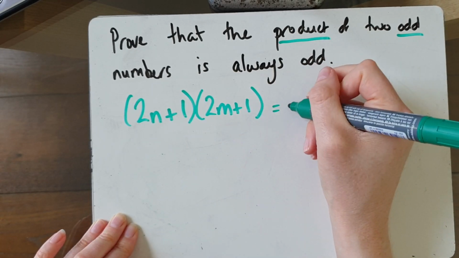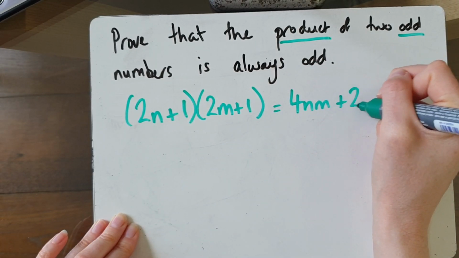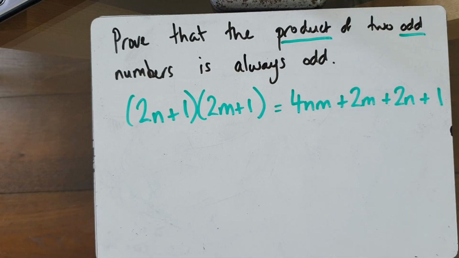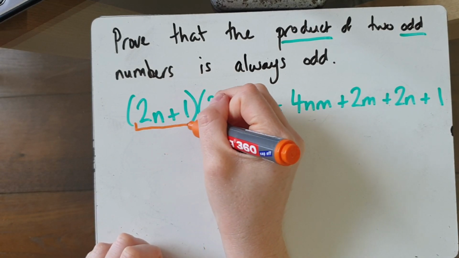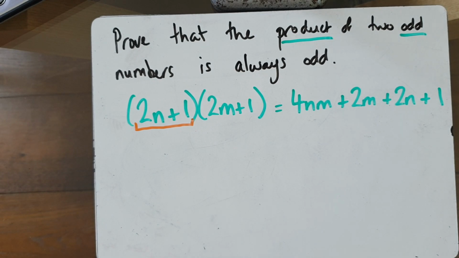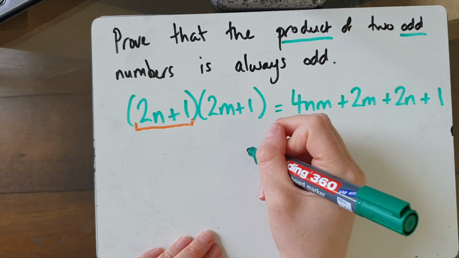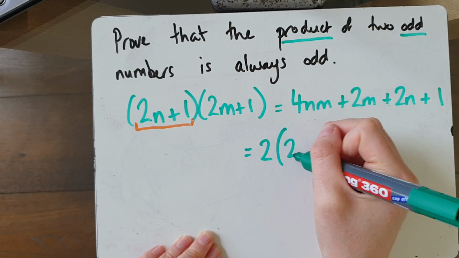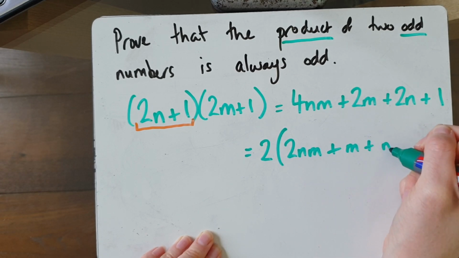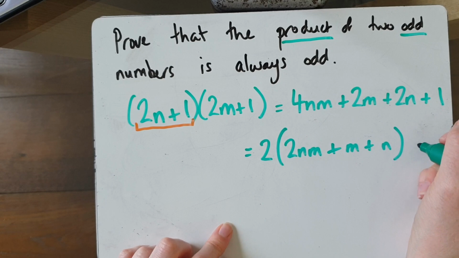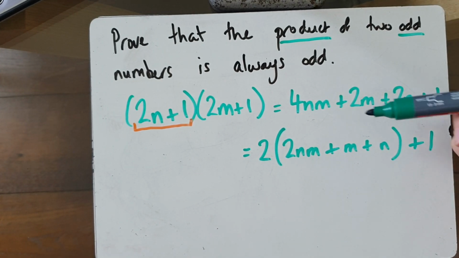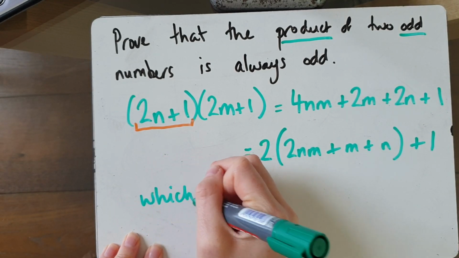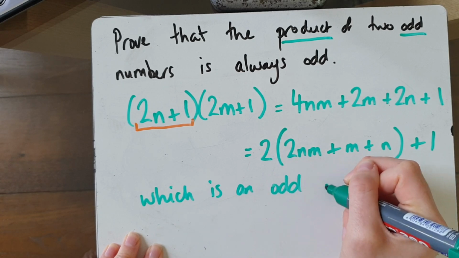So if I multiply this out, I get 4nm plus 2m plus 2n plus 1. Now, an odd number takes this form, 2 times something plus 1 on the end. So I need to turn this into 2 times something plus 1 on the end. So I'm going to take 2 out. Then I'd have 2nm plus m plus n, and that is all of this bit, plus 1. So I've now got 2 times something plus 1, which is an odd number.